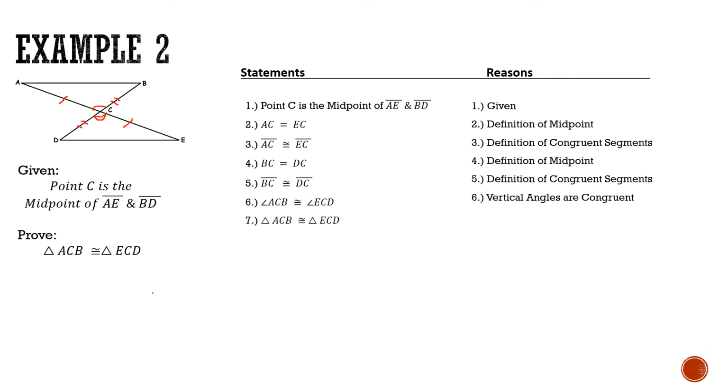And then finally, I have my sides and my angle. So I have side, angle, side right there. So triangle ACB is congruent to triangle ECD because of side, angle, side. So that's how these proofs are put together. So plan it out first and write your statements based on your plan.